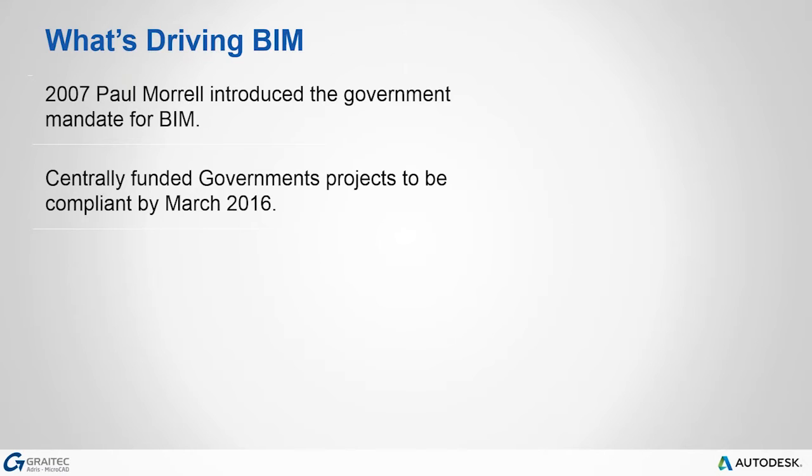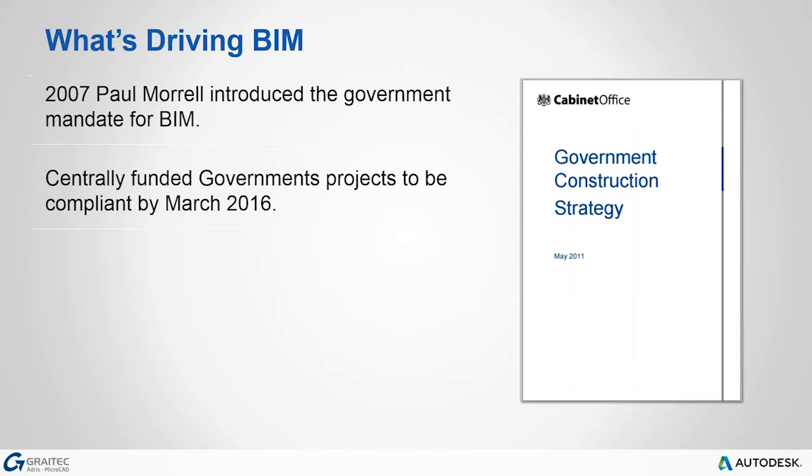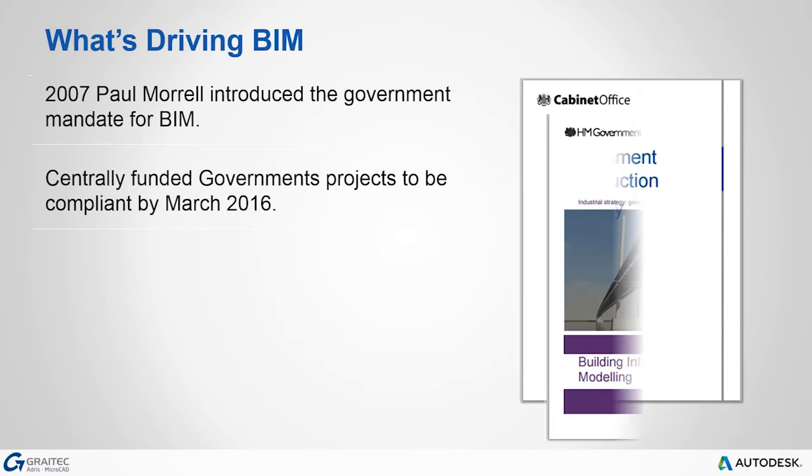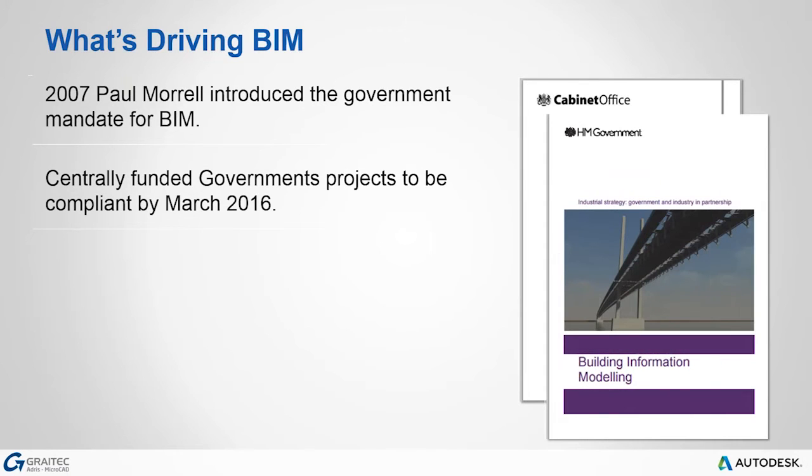Now, there's a summary action plan attached to the government construction strategy. Okay, and this contains a detailed implementation plan for building information modeling, and there's plenty of additional publications that illustrate in depth the intent of the government strategy. So we've got the Cabinet Office form there, and one which is the actual BIM form.